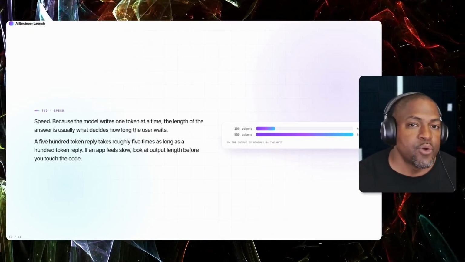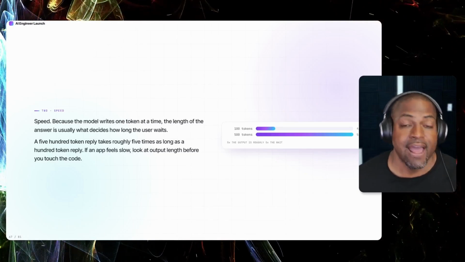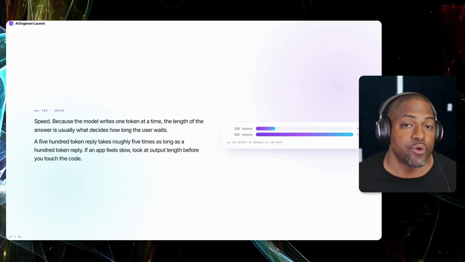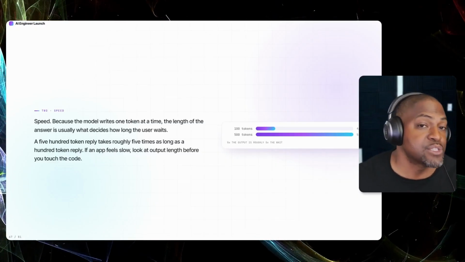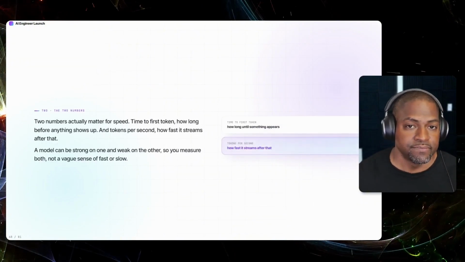Because the model writes one token at a time, the length of the answer is usually what decides how long the user waits. A 500 token reply takes roughly 5x as long as a 100 token reply. If an app feels slow, look at the output length before touching the code.